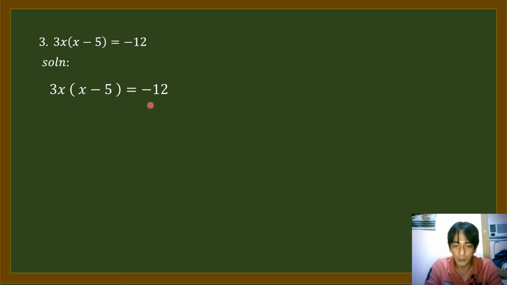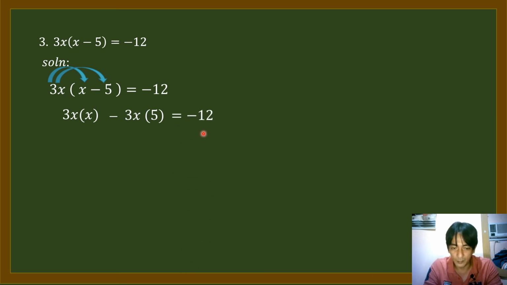So, meron pa tayong negative 12 sa kanan na constant. So, multiply muna natin yung 3x. 3x times x will give, then minus, mamaya na natin simplify. Pakita ko muna sa inyo isa-isa. 3x times x minus 3x times 5 is equal to negative 12. Okay, simplify na natin. Multiply mo 3x by using the distributive property. So, 3x squared, 3x times x will give us 3x squared. Ito naman, negative 15x equals to negative 12.